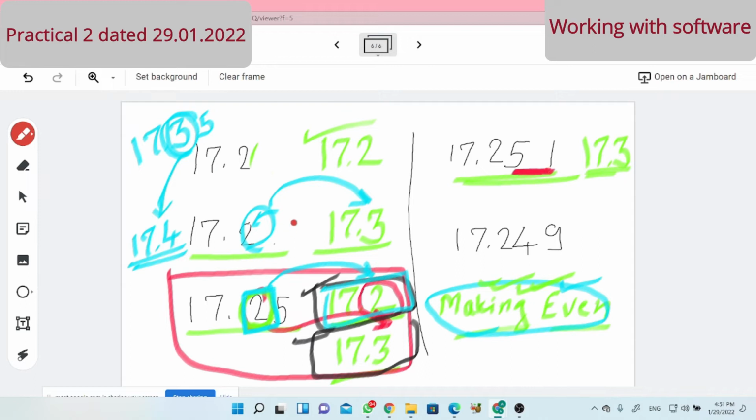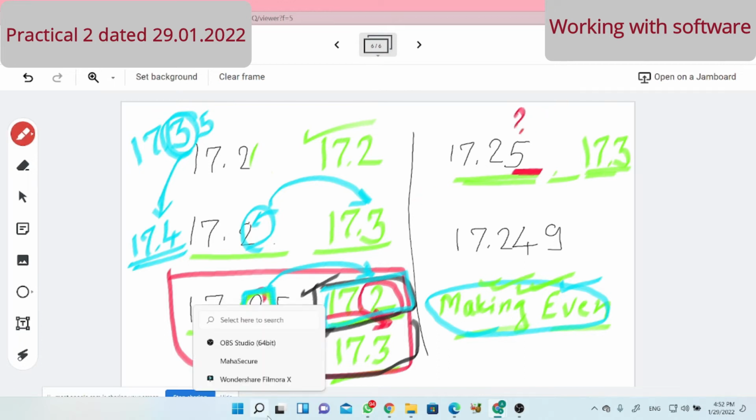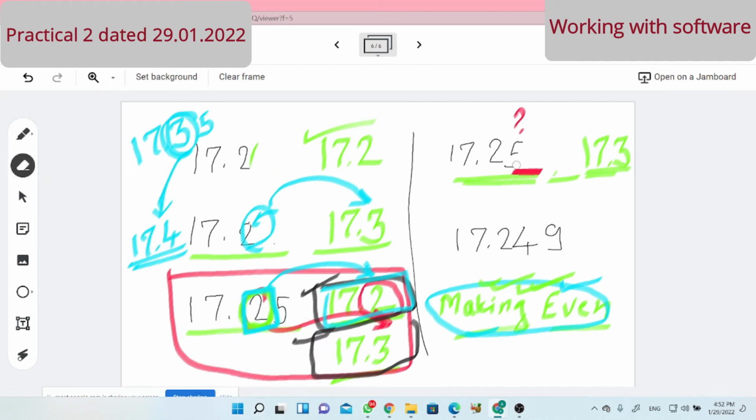The rule is that you do the rounding stepwise. First remove the last digit, which is 1. If you remove 1, will the 5 change? No, the 5 will not change. Now remove the 5. What will be the answer? 17.2. Yes, 17.2. But your software will say 17.3.